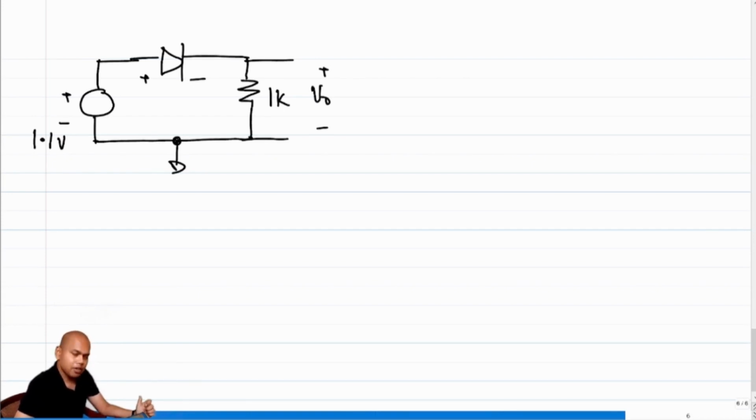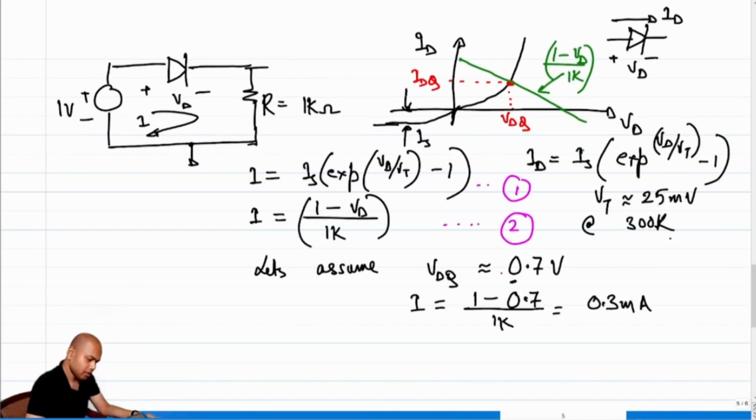Note that I already have the information of what was the case when VDQ was 0.7 volts, when input was 1 volt. Let's say this is equal to 0.7 and IDQ is 0.3 milli. So let's say that's how the graphs are. I just pulled something out of the head.